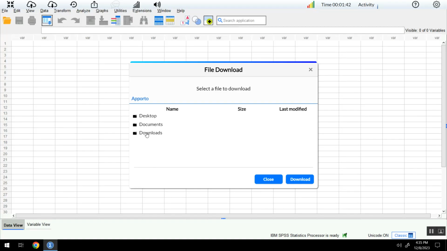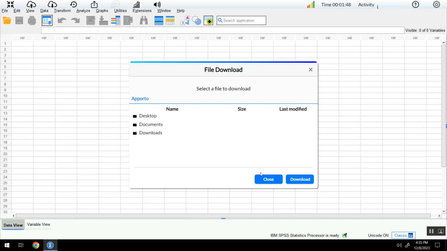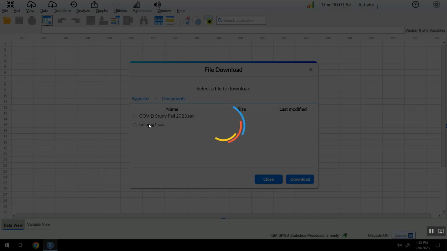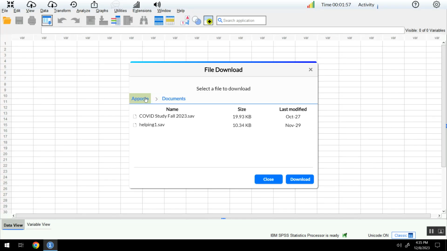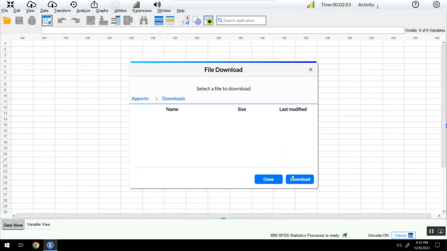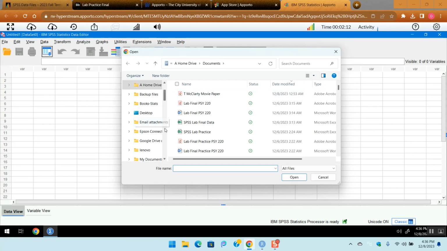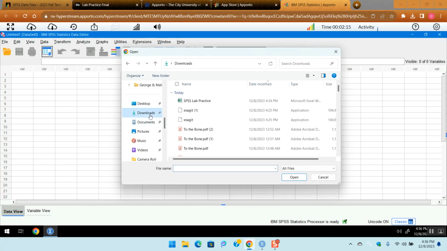So go into the download folder that I just downloaded to, or your documents, wherever you saved it. Okay, that's not it. Those are SPSS files. I don't want that. I don't see any file in the downloads. I'm sorry, I have to upload it first. So let me upload from my PC. Not download, upload. Download is from the portal to your desktop. Upload is from your desktop to the portal.